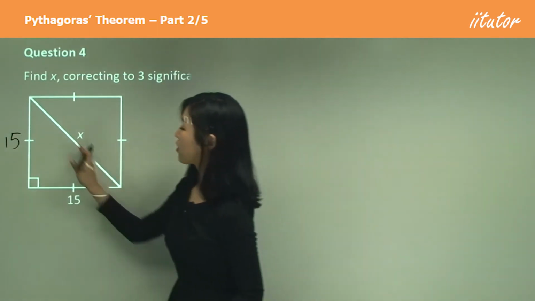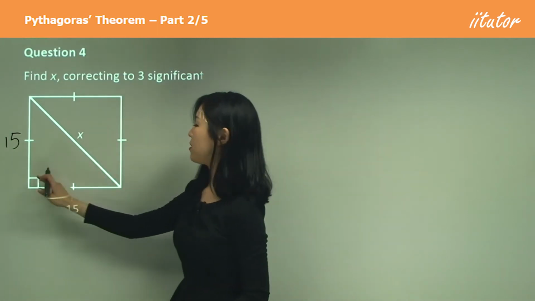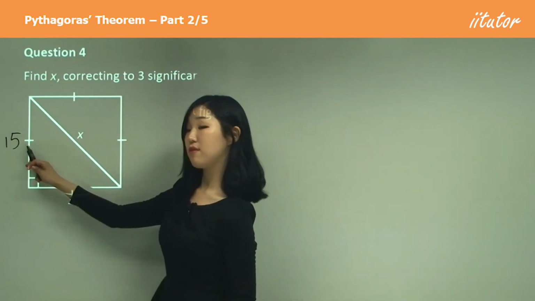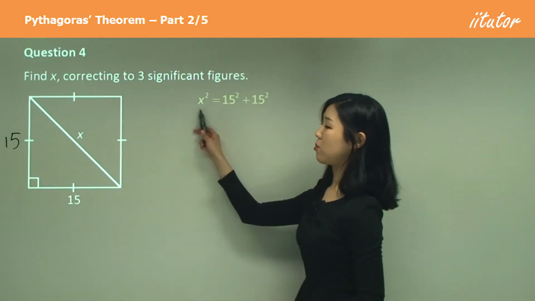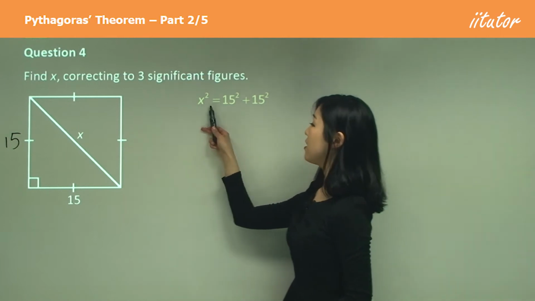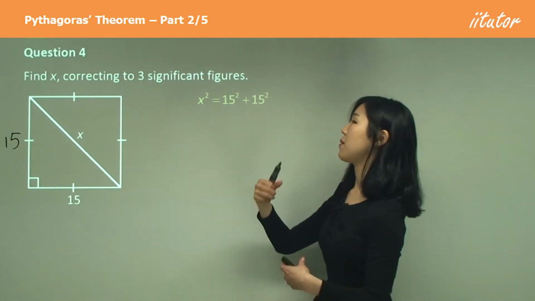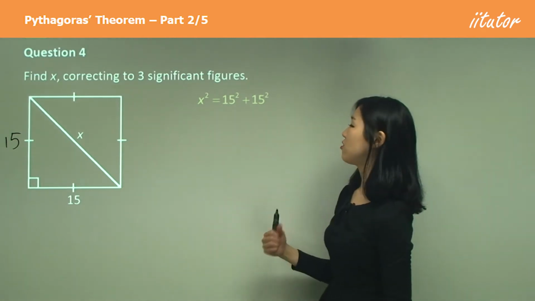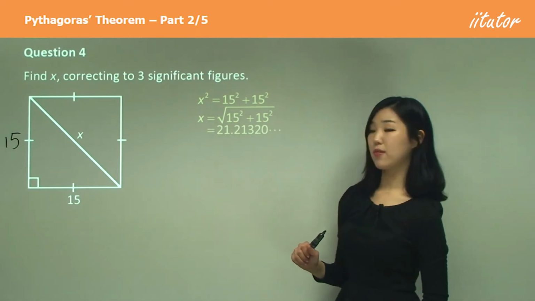So if you just have a look at this triangle here, X is the hypotenuse, right? Because it's opposite the right angle. 15 and 15, these are the adjacent sides. So I'm going to say that X squared, which is the hypotenuse squared, equals the outer two sides squared and added together. So 15 squared plus 15 squared. And then we just want X, so we square root this. Plug that into your calculator to get something like this.